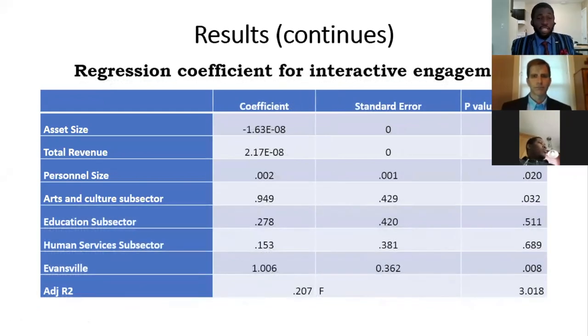And the last regression that was run was for interactive engagement. And here we have many different interesting results. For asset size, we see that there is a statistically significant effect of asset size on interactive engagement. We also have personnel size that has a statistically significant effect on interactive engagement. And we are 98% confident that personnel size has a positive effect on interactive engagement.